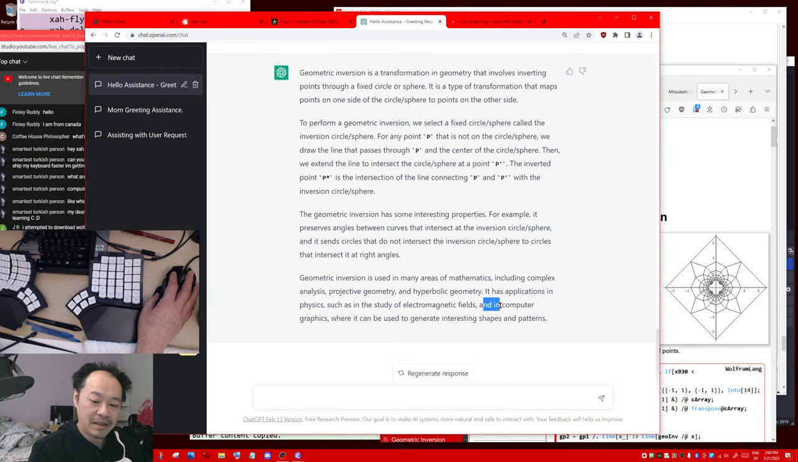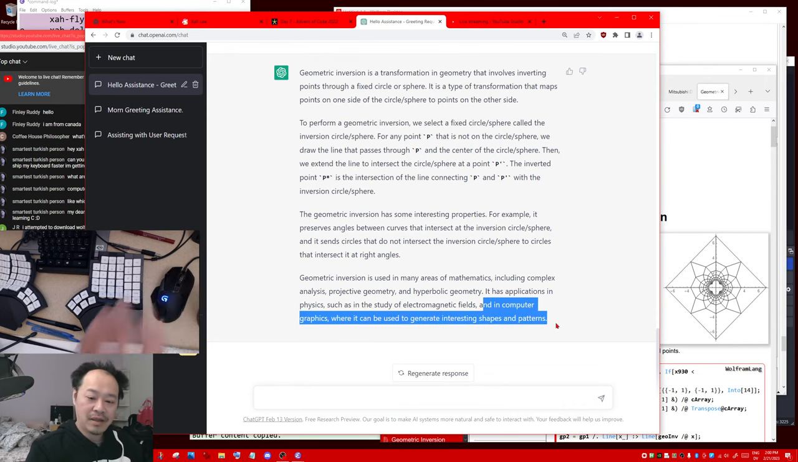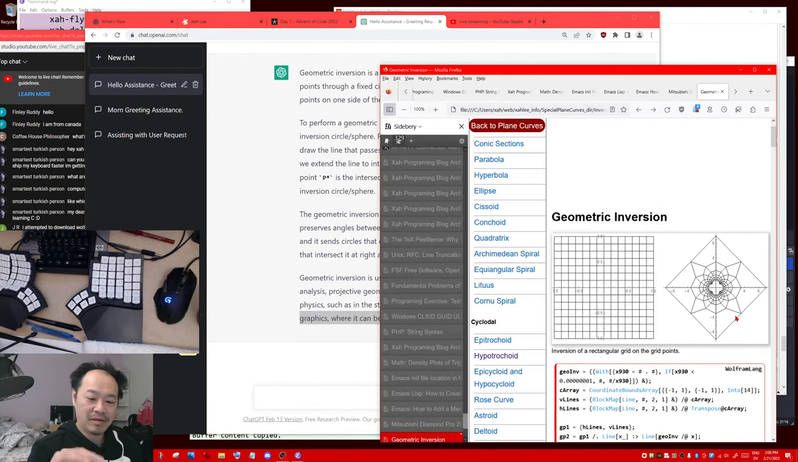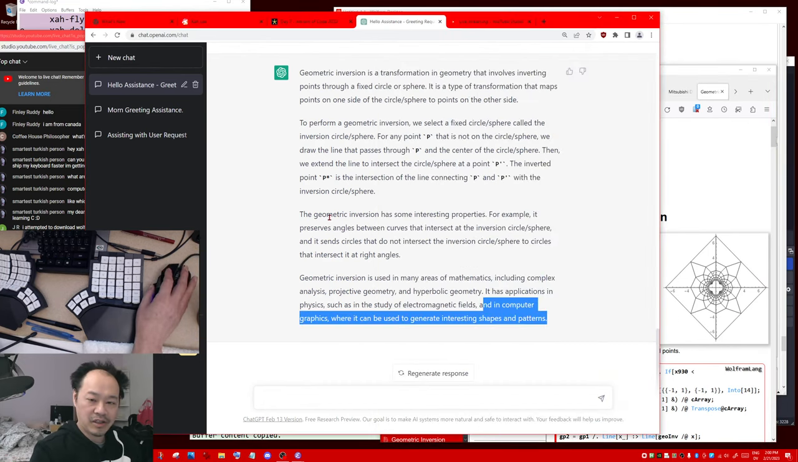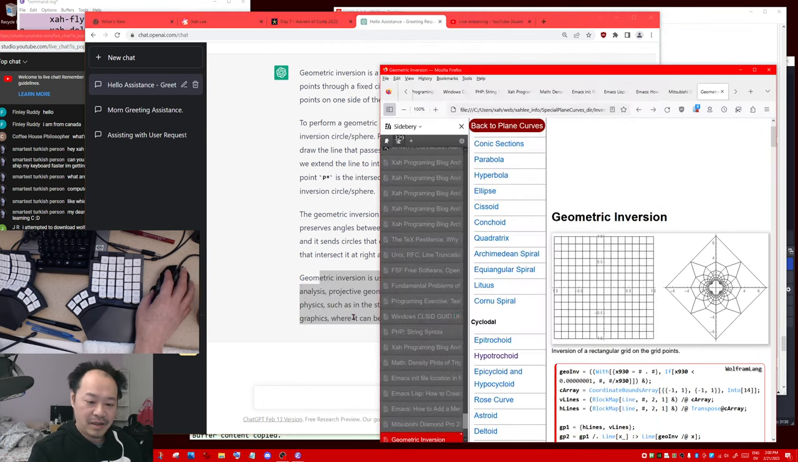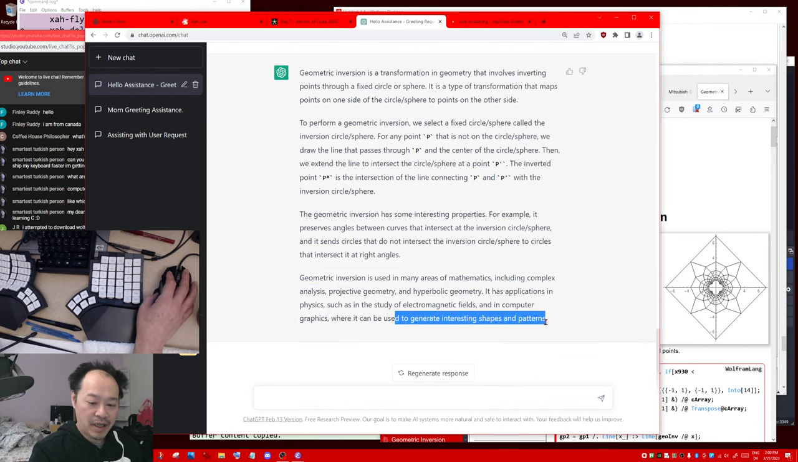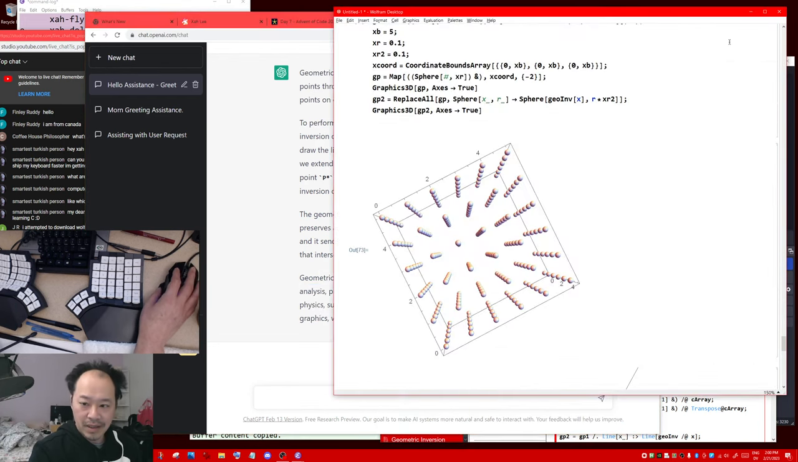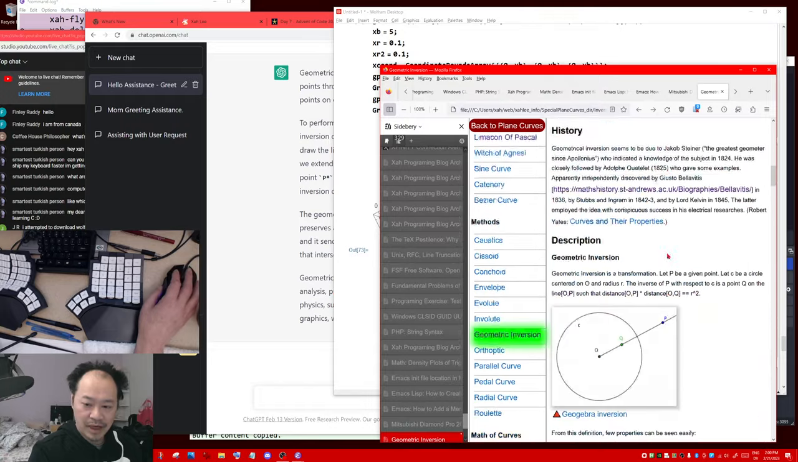Then it says, and in computer graphics, not really. It says in computer graphics it can be used to generate interesting shapes and patterns. That's very interesting. So on the whole, you see ChatGPT describes it, it's in the ballpark of things. It says it can generate interesting shapes and patterns. Indeed, that's what I have been doing.